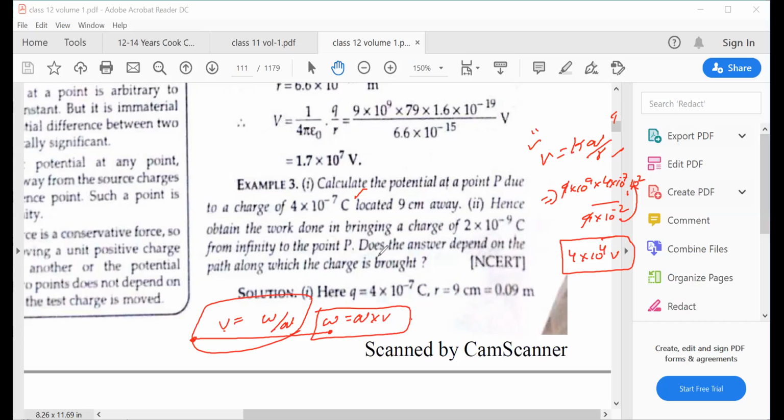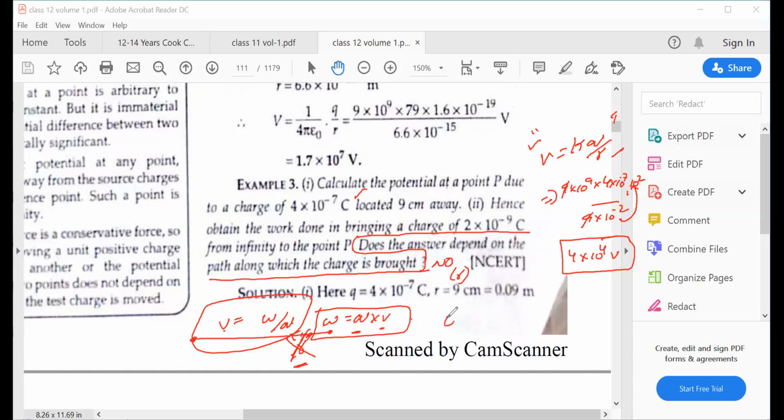Does the answer depend on the path along which the charge is brought? It does not depend on the path. It depends purely on the charge and the potential difference. So for this point, the answer is no, because it does not depend on the distances.